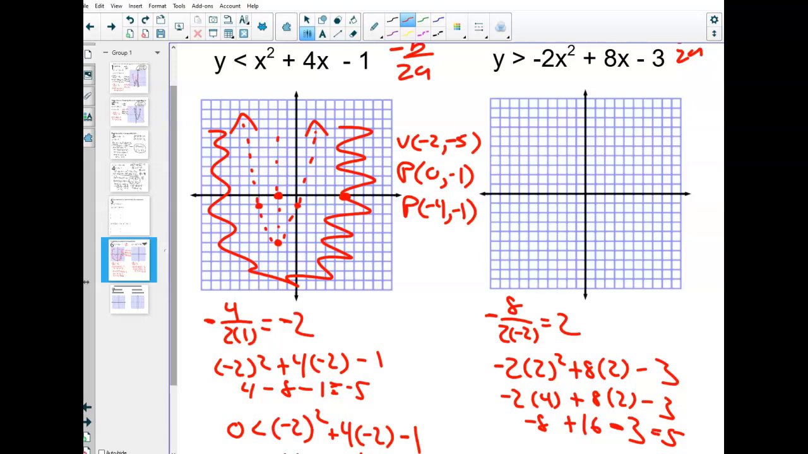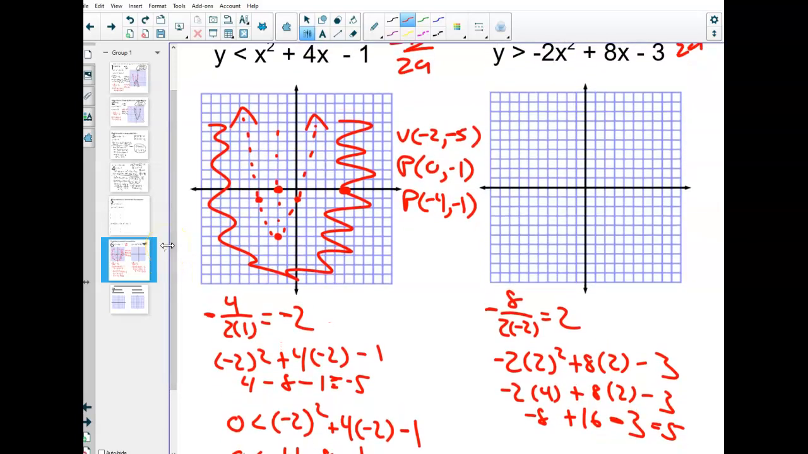Kind of a coincidence, we just got another 5. So my vertex here is 2, 5. And I'm going to plot that point. 2, 1, 2, 3, 4, 5. 0, negative 3. Which means, by my line of symmetry, 0, negative 3 is here. 1, 2, 1, 2. 4, negative 3. It is a dotted line.